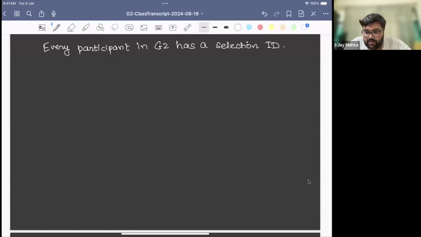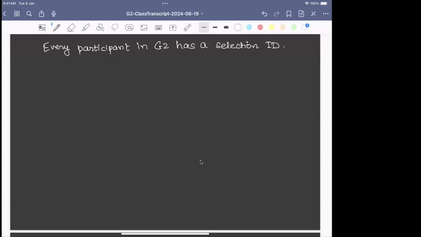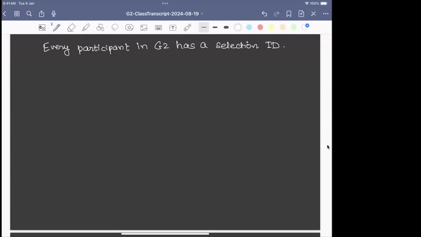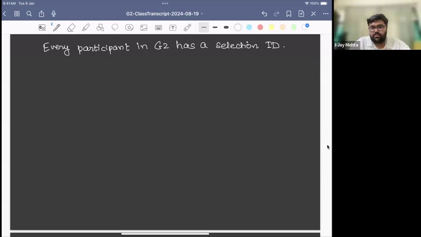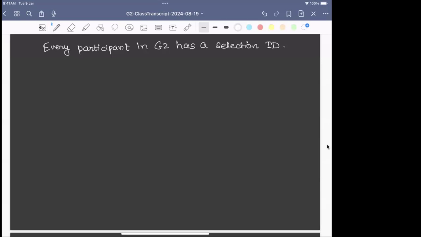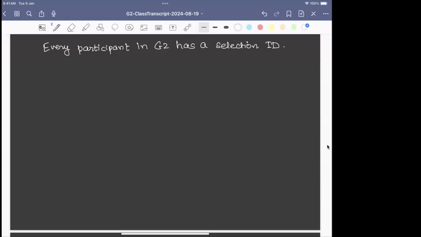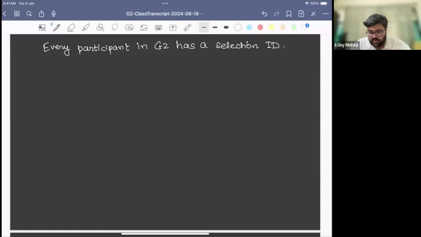Room number 9, Sakshi. Yes, sir. Why do you think it is false? Selection ID is only for students. So if the statement is false, what can you say? What is the negation of this? There is a participant in G2 who does not have a selection ID.